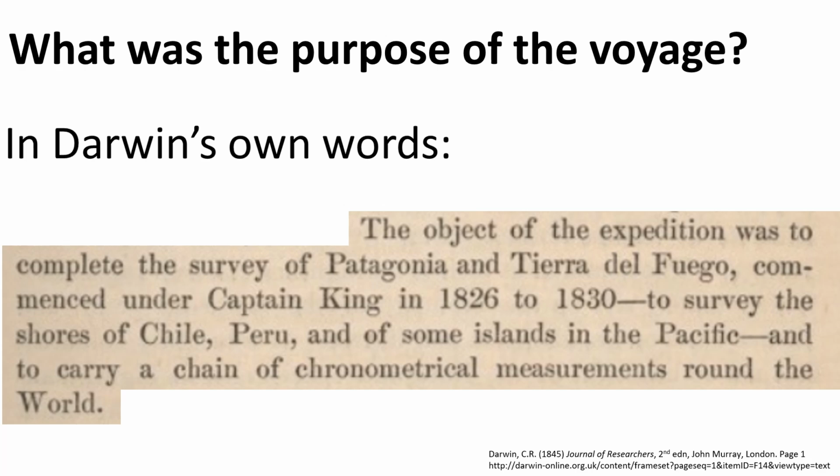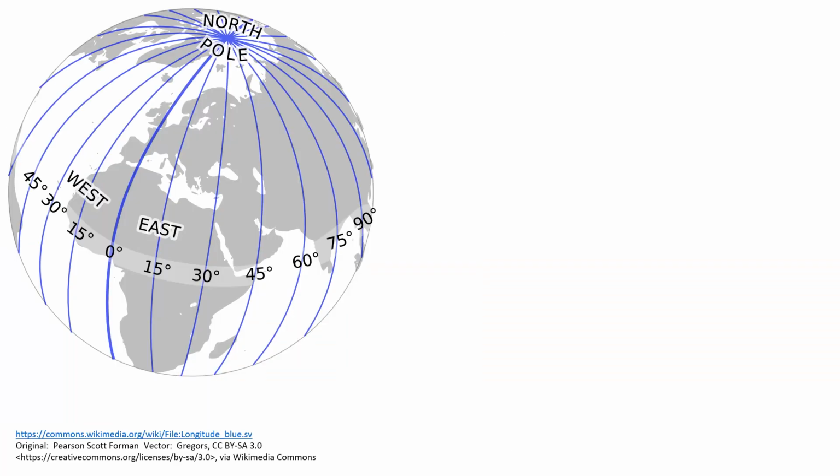Darwin's mention of a chain of chronometrical measurements requires some explanation. For many centuries, the estimation of longitude had been a major challenge for mariners, to the extent that in 1714 the English government announced a prize of up to £20,000, well over £1 million in today's money, to anyone who could come up with a reliable method.